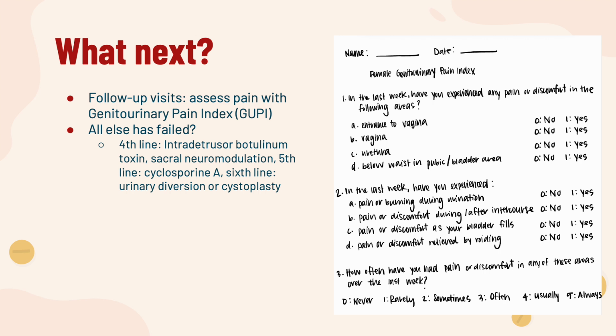After starting a regimen that helps with IC symptoms for the patient, we can assess their pain at follow-up visits with standardized questionnaires such as the Genitourinary Pain Index Scale and monitor progress from there. If pain is still uncontrolled, we can consider fourth-line treatments such as intradetrusor Botox injections and sacral neuromodulation, fifth-line treatments such as cyclosporine A, and sixth-line treatments such as urinary diversion or cystoplasty.